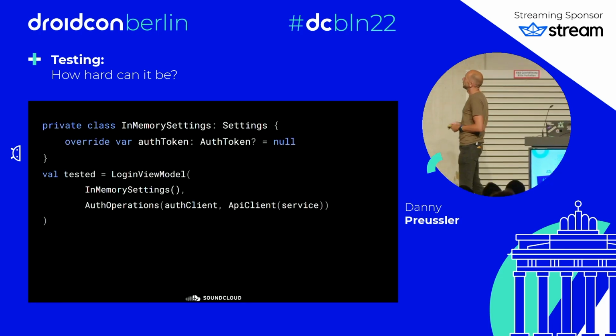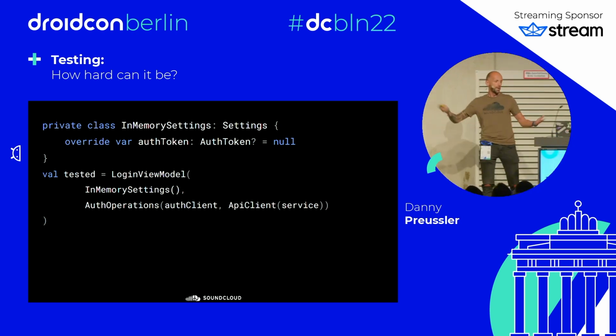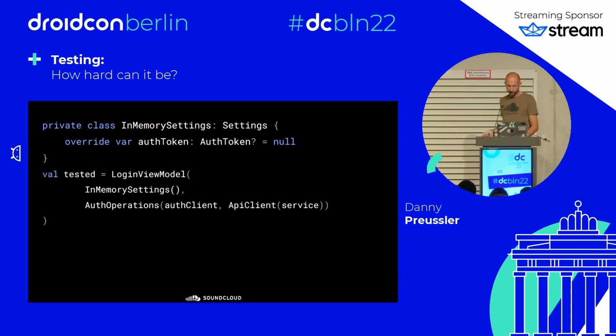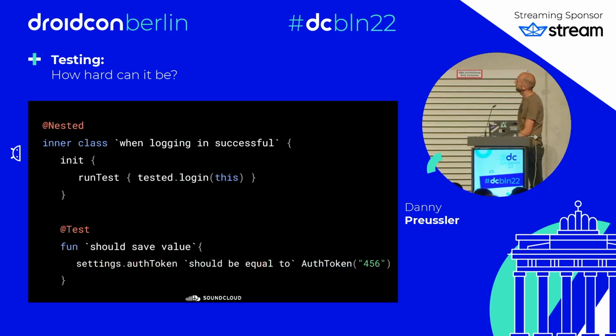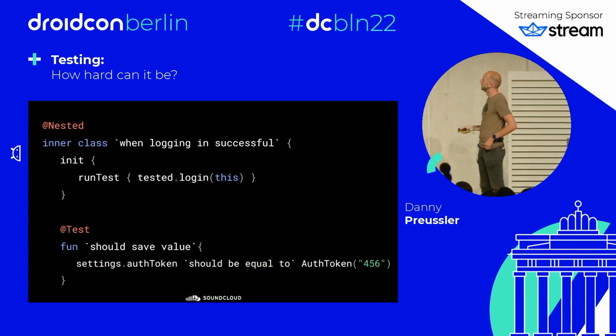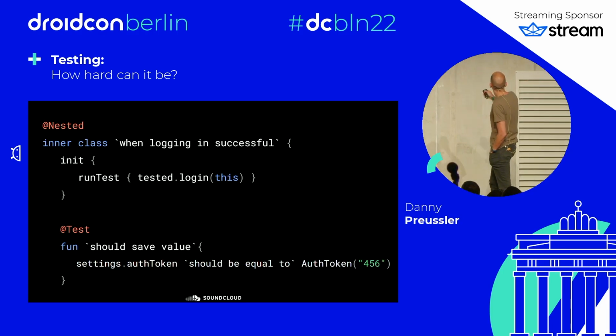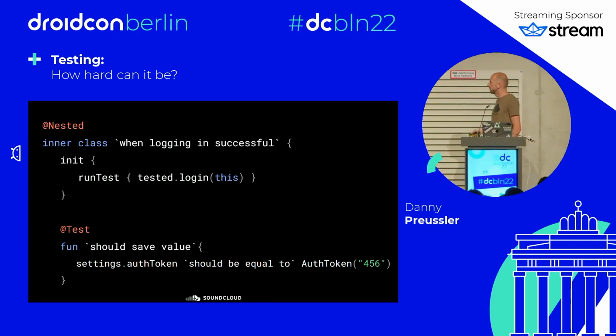I need an implementation for the settings. Better than mocking, I just implement this interface, very simple, with a field. I call it in-memory setting. That's what it does. And the view model now takes the settings. That's the only difference we had to make on the view model. Now we can look at the tests. Again, we log in successfully, we run this. Here's a new test method: the settings afterwards should be this token. Done. There's no verify something. If I'm done, then the token should be in my settings, which is just a field in a class.